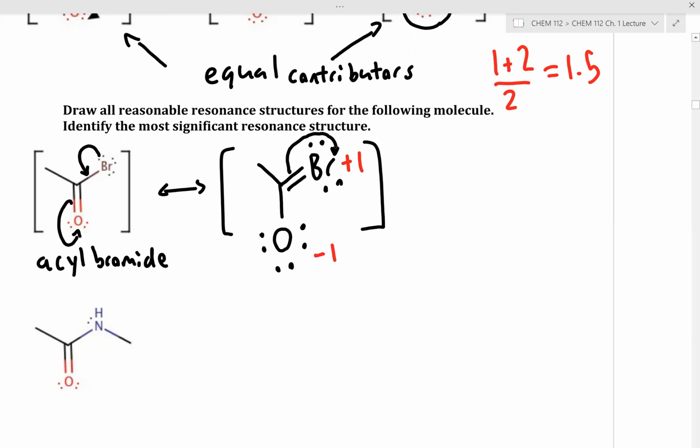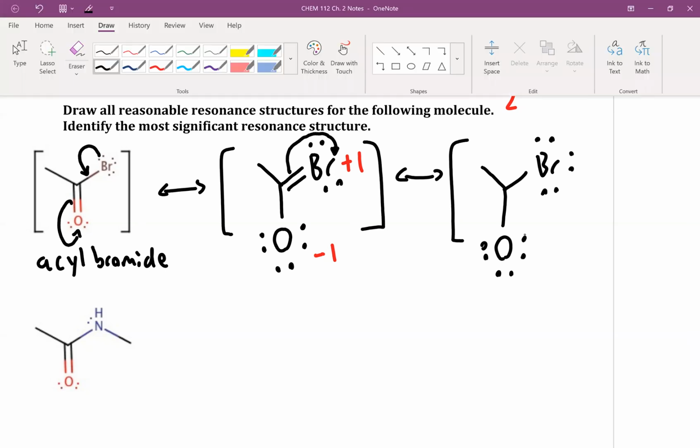Okay, and key thing, you want to draw your arrow with double-headed, not single-headed. Single-headed refers to radical electron pushing, which we'll talk about later. Okay, and that gives us the following resonance structure. So now bromine's relatively happy, but lo and behold, we have a bit of a problem now. Let's take a look at our formal charges.